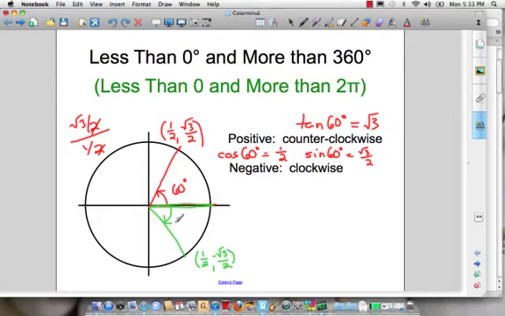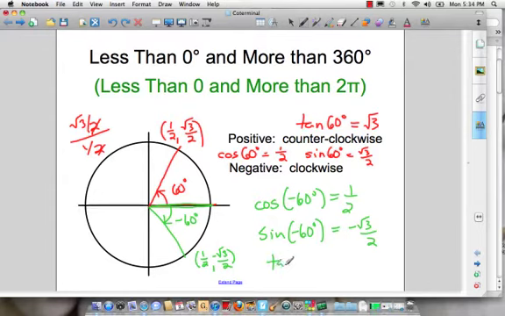So that allows us, let me label this negative 60 degrees, that allows us to determine the cosine of negative 60 degrees. Well, the x-coordinate is 1/2. And then the sine of negative 60 degrees, the y-coordinate is negative root 3 over 2. And finally, the tangent of negative 60 degrees. If you do y over x, you're going to get negative square root of 3. So that's how you do negative degree measures.